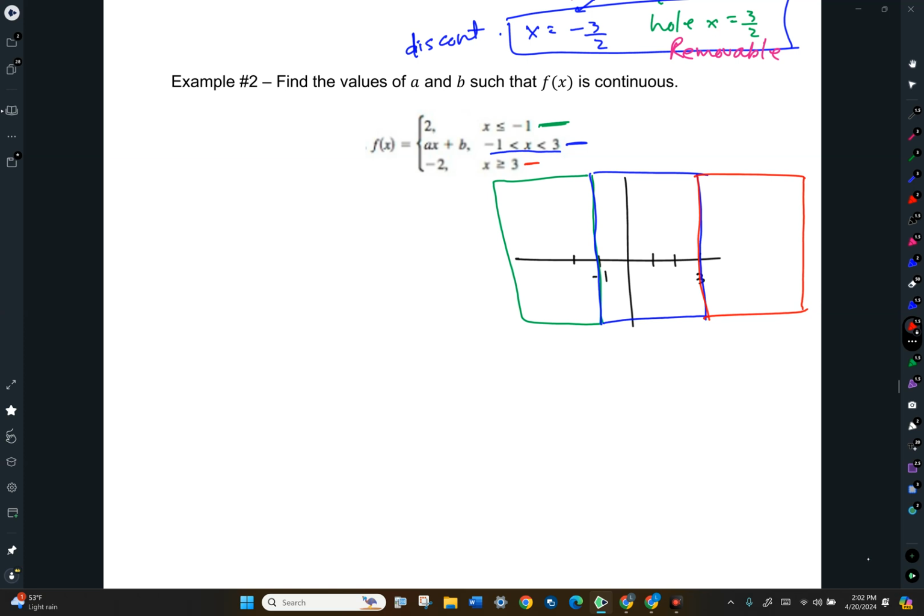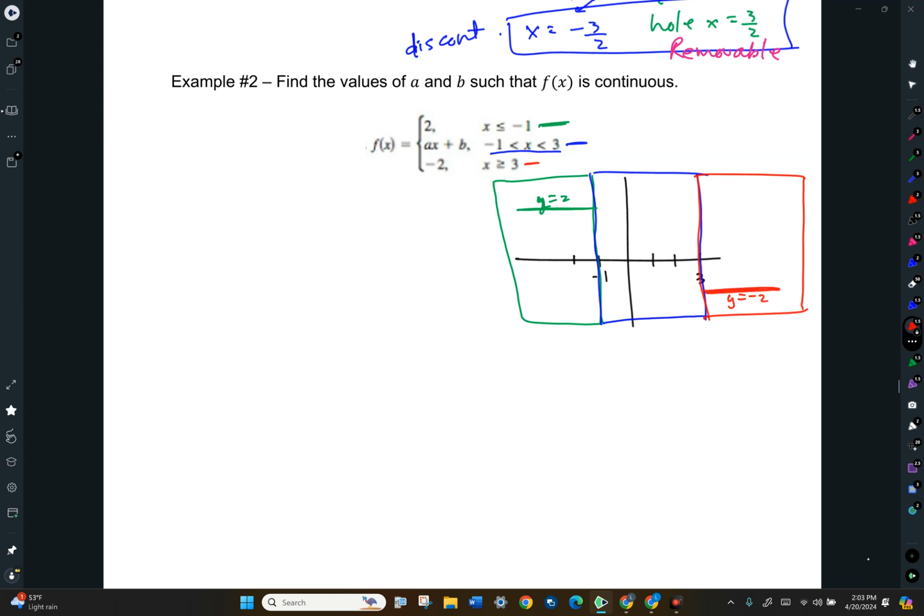Now, on this particular one, I happen to know what they look like. I happen to know that that green piece is just a horizontal line at 2. Okay, so it's just coming in here. It's a horizontal line at 2. And I happen to know that that red piece is just a horizontal line down here at negative 2.